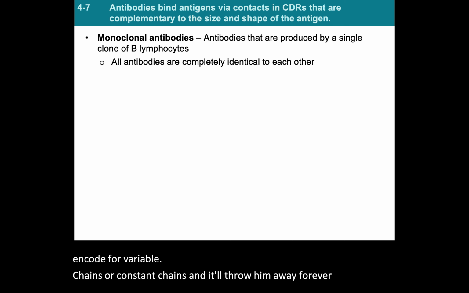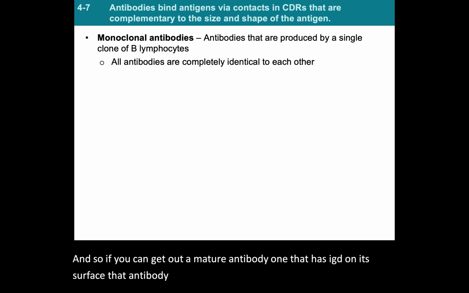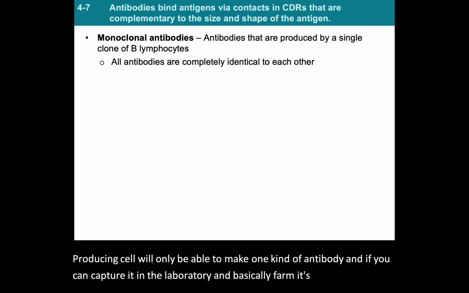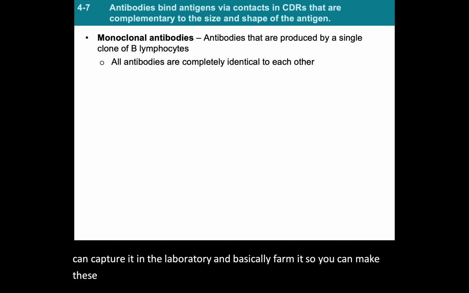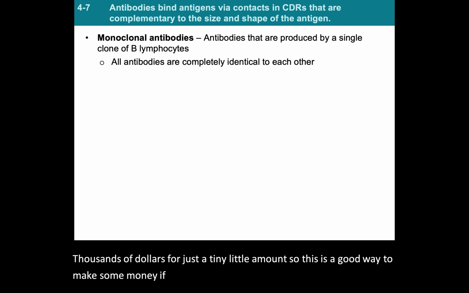And so if you can get out a mature antibody, one that has IgD on its surface, that antibody-producing cell will only be able to make one kind of antibody. And if you can capture it in the laboratory and basically farm it, you can make these monoclonal antibodies. And if it's a monoclonal antibody, it will sell for thousands of dollars for just a tiny little amount. So this is a good way to make some money if you understand a bit of immunology.